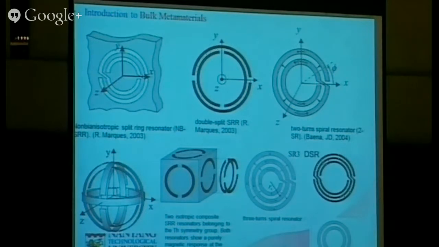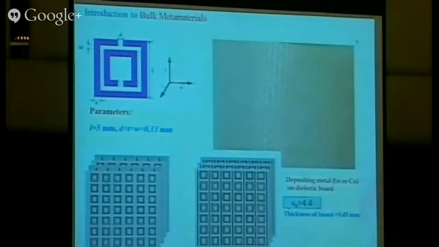Once the avenue is open, I think people will try to explore it in a more rigorous way. This is the two-turn spiral, and this is the multi-turn spiral inductor. All that has been done on the dielectric guide to realize this. We will not go into the bulk metamaterials in detail because our focus is on leaky wave antennas. I'll come to the leaky wave antennas after this.